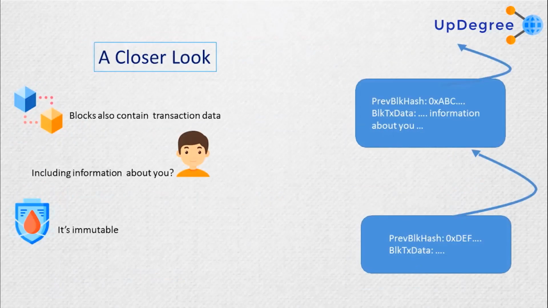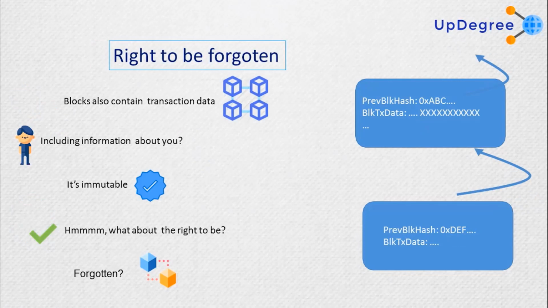So blockchain also contains transaction data. It's immutable. Whether it's any kind of data, it's immutable. And so, like the right to be forgotten, blocks also contain transaction data. If something happens and you want to be forgotten, that's okay. It's safe and lying in the blockchain. That's the biggest thing. You have the right to be forgotten as well.